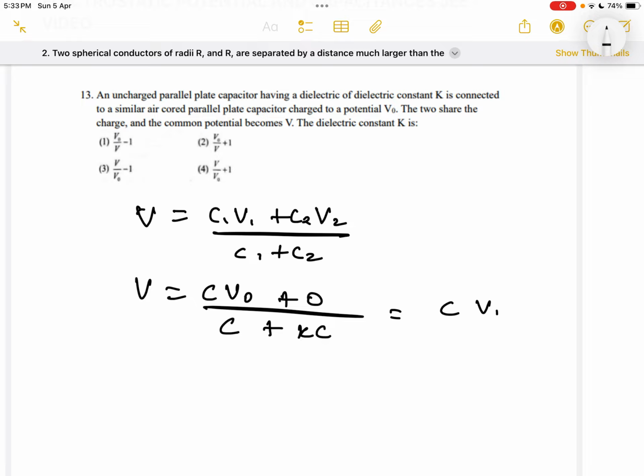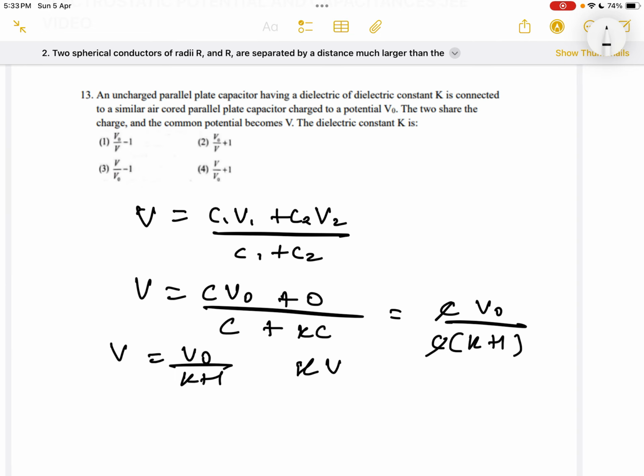Let us pull out C as a common factor. It will become K plus 1. C and C would get cancelled. We have V equal to V0 into K plus 1. So if you cross multiply, K plus 1 would be equal to V0 divided by V, or K would become V0 divided by V minus 1. I think we have that option, V0 divided by V minus 1.